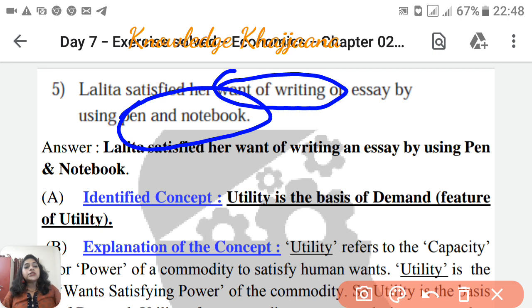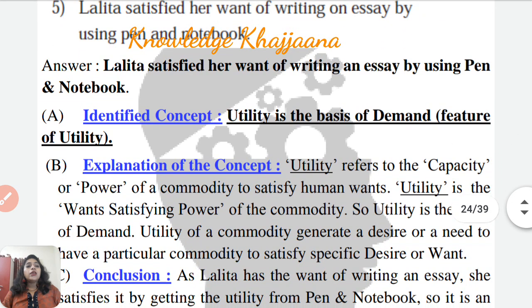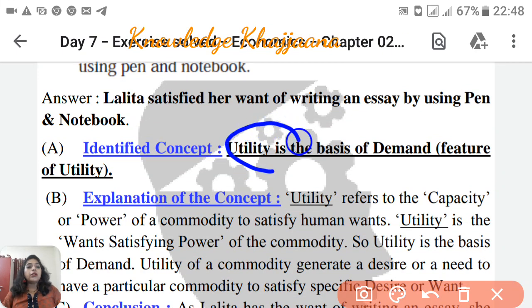Okay, so what is this an example of? Which concept is hidden in it? See, identify the concept. Utility is the basis of demand. That is one of the features of utility. See, utility is the basis of demand. As pen and notebook had the utility, what was the demand? Demand was of writing. So utility is the base of demand.